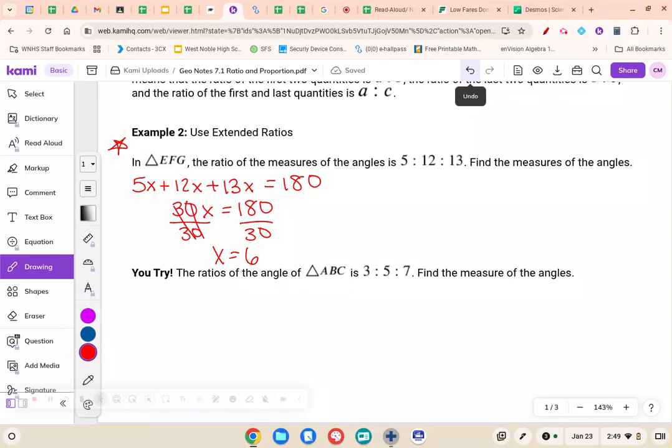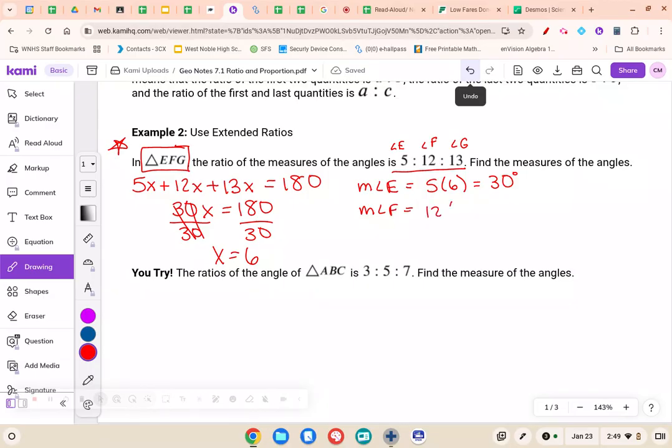So, I'm going to say that this is angle E, and this is angle F, and this is angle G. In general, however you write this triangle is the order of how these letters are written out. So I'm going to solve for the measure of angle E. I'm just going to take 5 times 6. I get 30.